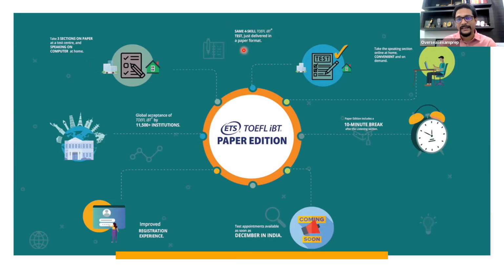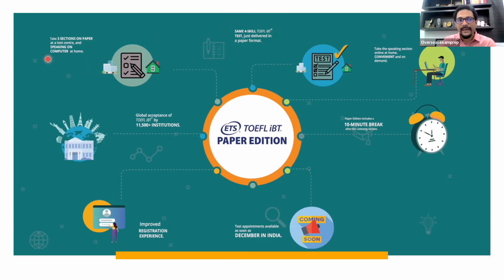It's coming soon. Those of you who have a couple of months in your hands might want to consider this as an option as well. So you take the three sections on paper, and this is obviously at the test center. You can't take it at home. You have to go to the test center and solve it on paper.